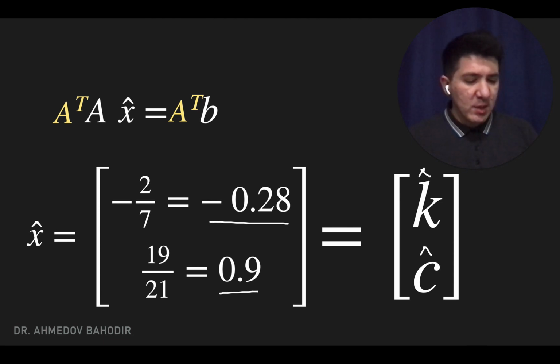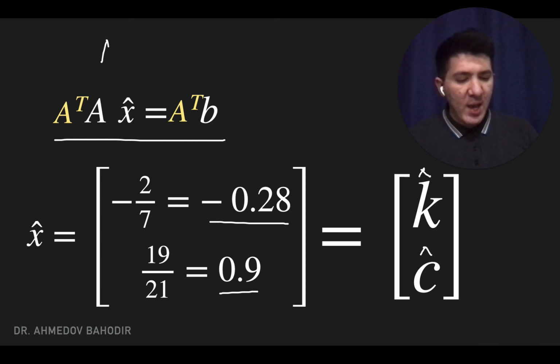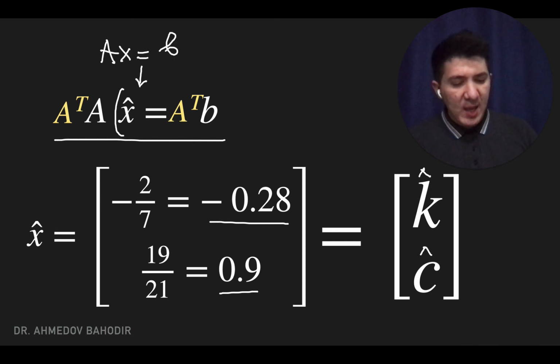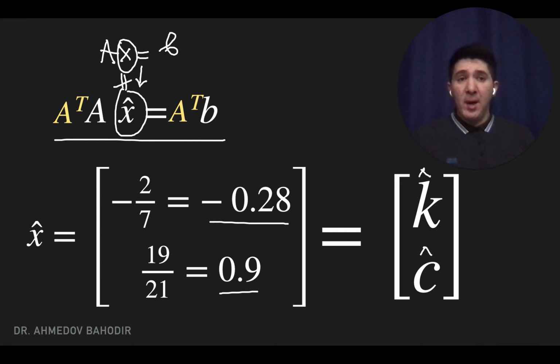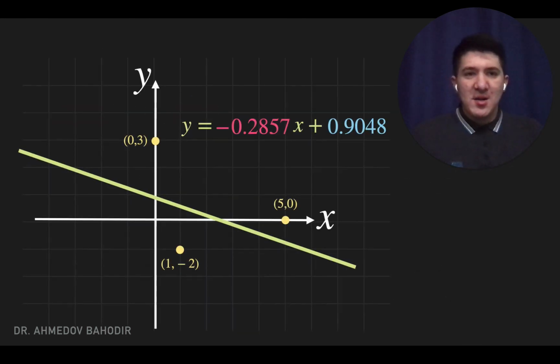So we solved this problem. Instead of solving Ax equals b, we solve this one. Obviously this x hat is different from this x. They are not the same, but it's going to be the best, the closest vector. So A times x hat is going to give you something really close to this vector b. Now if I just put this line onto the graph, we would get this kind of line.